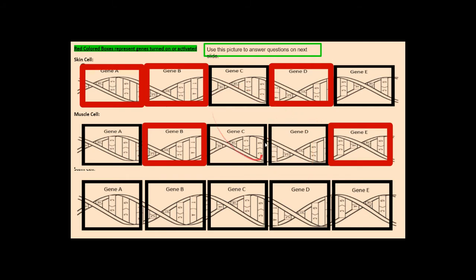So here, you're using this diagram for the next page. Let's take a look at this diagram. We have a skin cell, a muscle cell, and a stem cell. Each one has gene A, gene B, gene C, gene D, gene E. However, these red boxes represent genes that are turned on or activated. A skin cell has gene A, B, and D turned on. A muscle cell has genes B and E turned on, whereas a stem cell doesn't have any genes turned on.